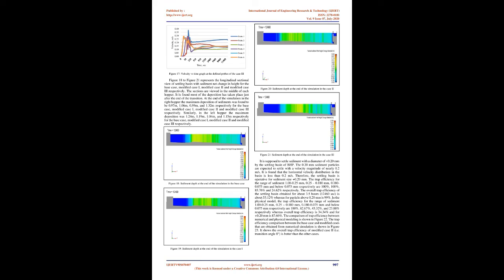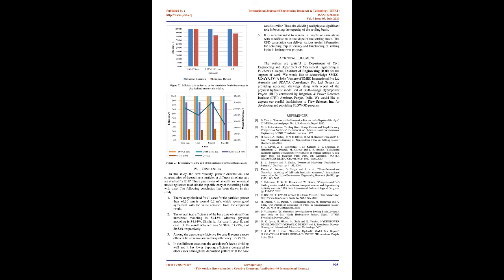The trap efficiency for the range of sediment 1.00 to 0.25 mm, 0.25 to 0.180 mm, 0.180 to 0.075 mm, and below 0.075 mm respectively are 100%, 100%, 85.76% and 24.62%. The overall trap efficiency of the settling basin obtained for about 3.5 hours, 12,460 sec, is about 53.12%, whereas for particles above 0.20 mm it is 99%.